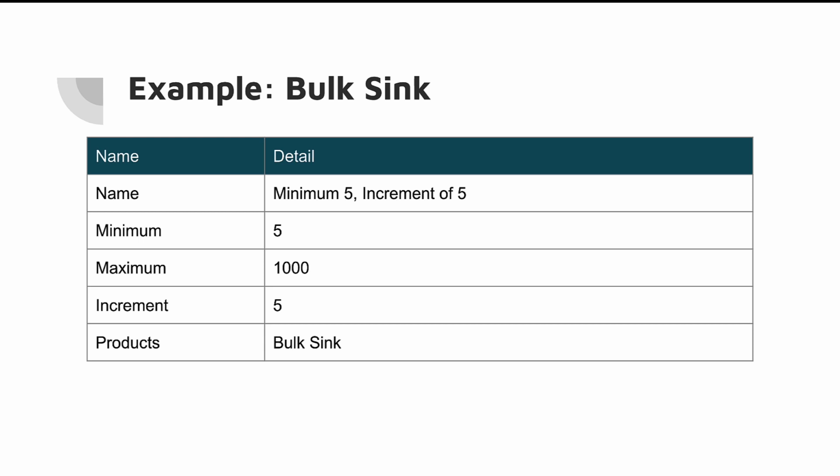But we're going to name this minimum of 5, increment of 5. And what that means is the minimum amount I can purchase is 5. The maximum amount is 1,000, and that saves on potential stock issues and makes sure there's availability across all of our customers. And then every time you want to purchase, you can't just go from 5 to 6. You have to go in increments of 5. So you go 5, then 10, then 15, and so on. And we're going to be applying this to just one product right now, which is our bulk sync. So let's actually jump into Commerce Cloud and see what this really looks like to set up and then actually to implement this use case right here.